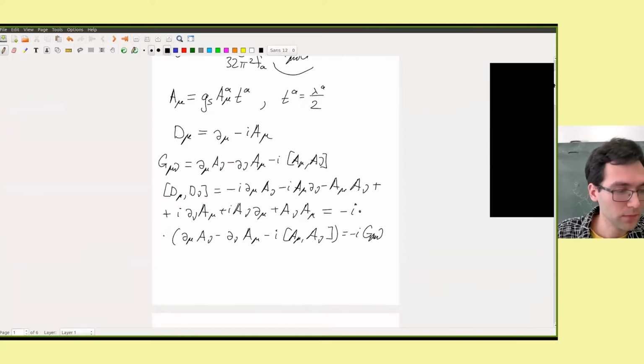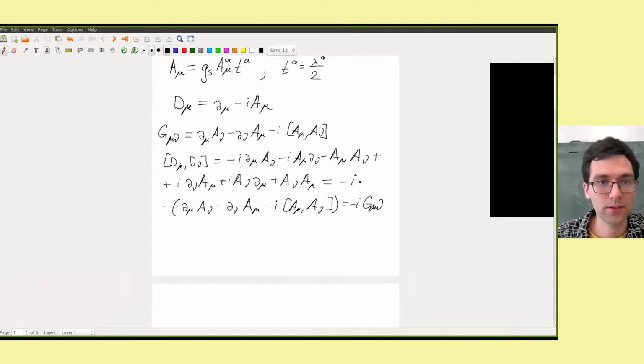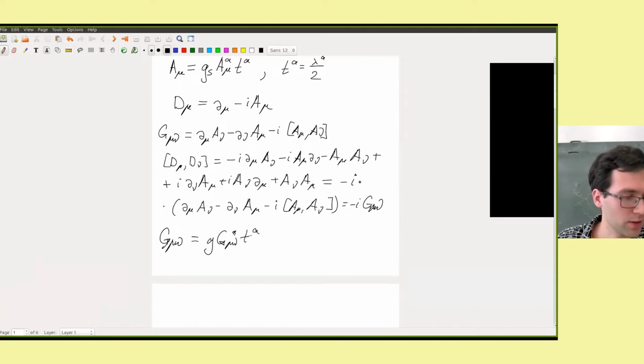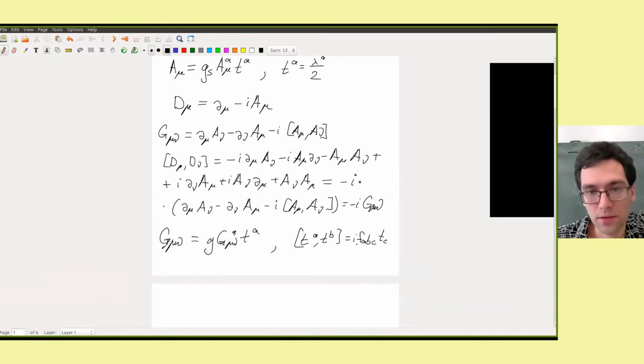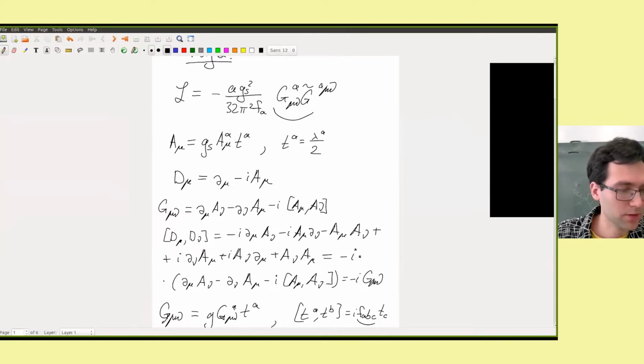Now we will also introduce components. This formula is written in terms of the components of the G tensor. These components are defined according to the A_mu components as G_mu nu equals G_mu nu^a T^a. So G_mu nu is also in the adjoint representation, and for these notations we have the commutator [T^a, T^b] equals i f^abc T^c, where f^abc are the structure constants of SU(3).